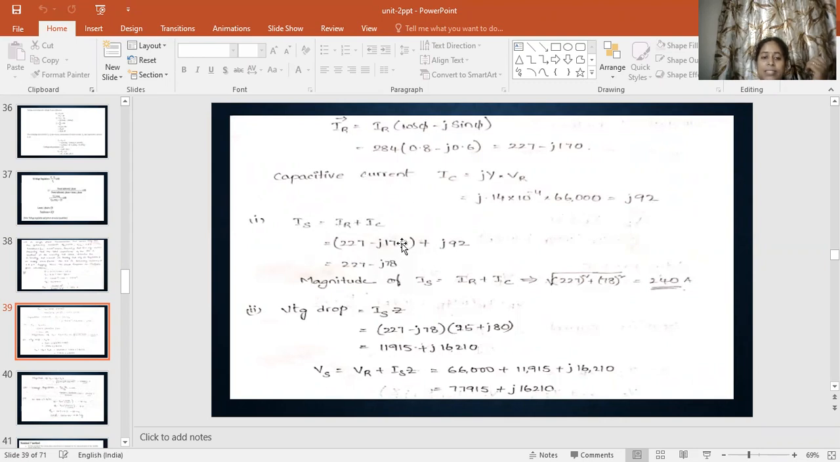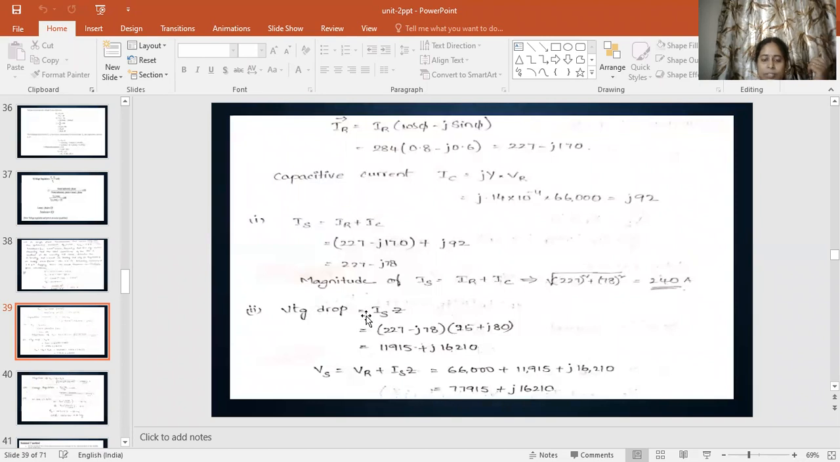Okay. And IS equal to IR plus IC. IS, the sending end current, equals the receiving end current plus the capacitive current IC. So here IR, we know the IR value, 227 minus J 170, plus the IC value J 92. Substitute and we can get the value 227 minus J 78. And the magnitude of IS is nothing but the square root of real term square plus imaginary term square. That is nothing but IS equal to 240 amps. Okay, this is the sending current IS value.